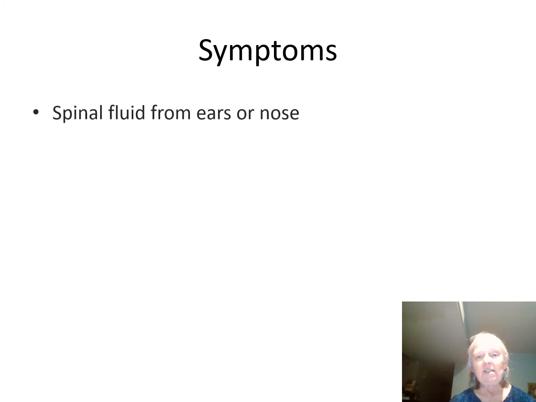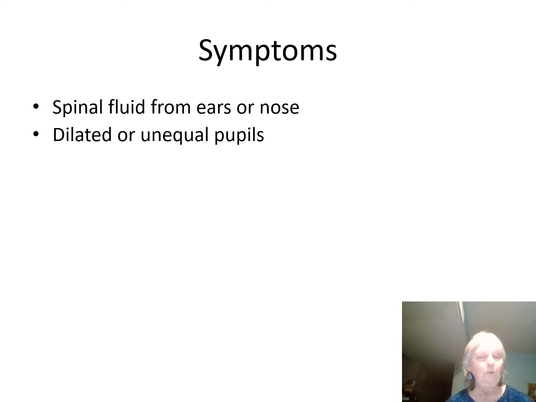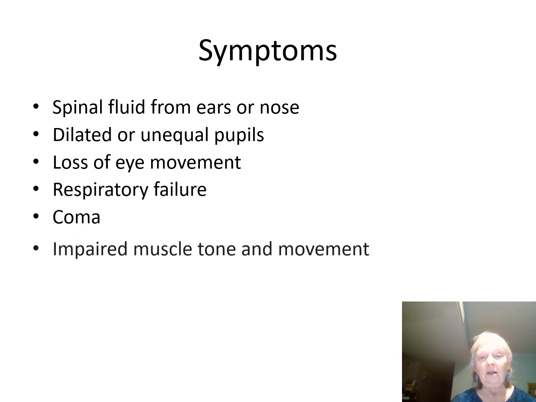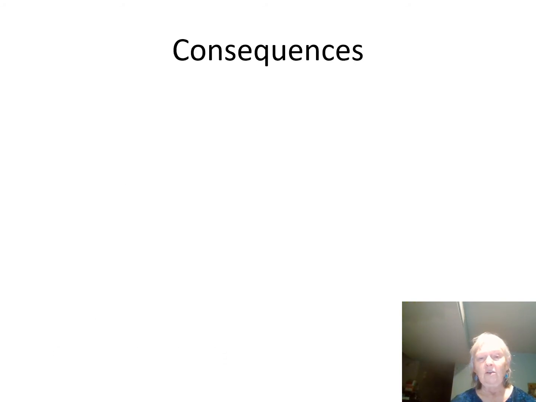So some of the symptoms we see with this: you don't want to see spinal fluid coming from the ears or nose, dilated or unequal pupils. You can see this happen. Sometimes you'll see the ipsilateral pupil, and then maybe a little while later, another day or two, you go over and look at it, and the contralateral pupil has also blown. Loss of eye movement's another one. Respiratory failure, unfortunately. Coma, impaired muscle tone and movement. This is where we start to see posturing. Vomiting is something that we see quite a bit, and we see that with kids. Lethargy, and then there's that headache and confusion.